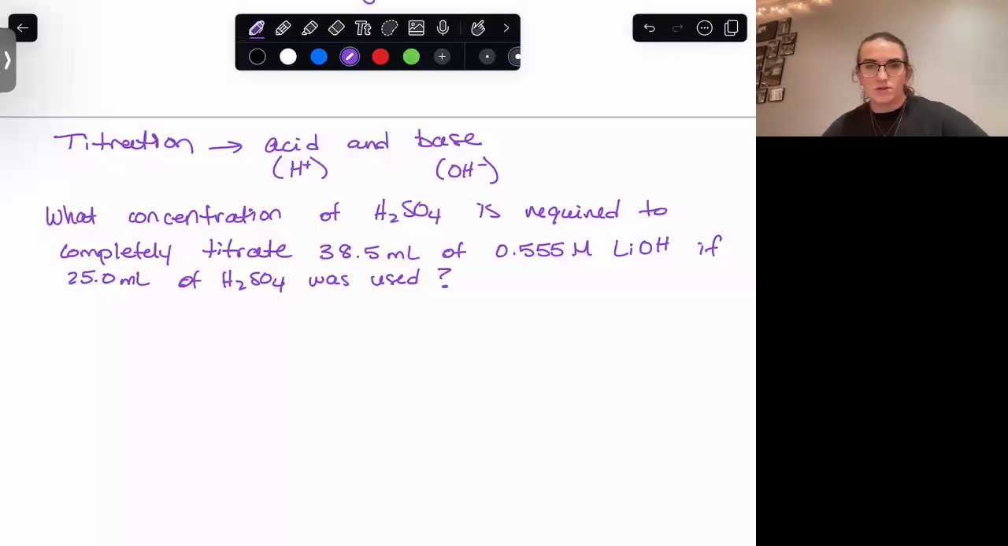Okay. Sorry, this is kind of poorly written, but sometimes I start a sentence and I don't know where it's going. All right, so for this one, we're saying what concentration of H2SO4 is required to completely titrate 38.5 milliliters of 0.555 molar lithium hydroxide if 25 mL of H2SO4 was used. So we're saying that 25 mL of H2SO4 was used to completely titrate 38.5 mL of lithium hydroxide. So we don't know what concentration of H2SO4 was used for this.